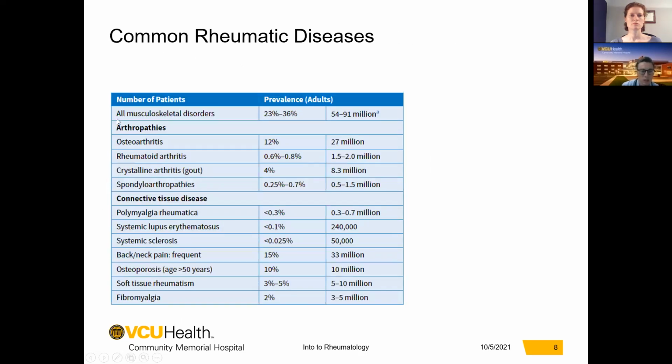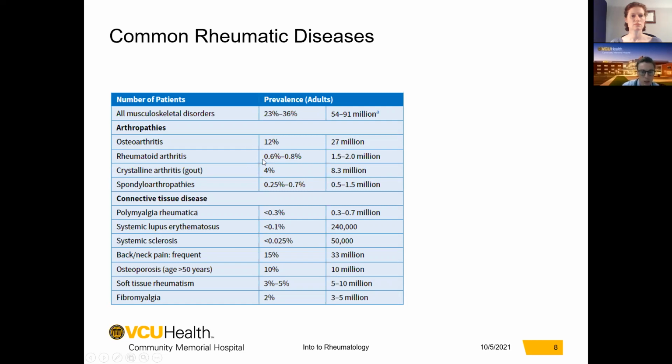So this is a table looking at a breakdown of the frequency of some of these rheumatic disorders. Arthropathies just means joint problem. And you can see osteoarthritis is far and away the most common joint problem in patients in the US, with about 12% of people suffering from this.